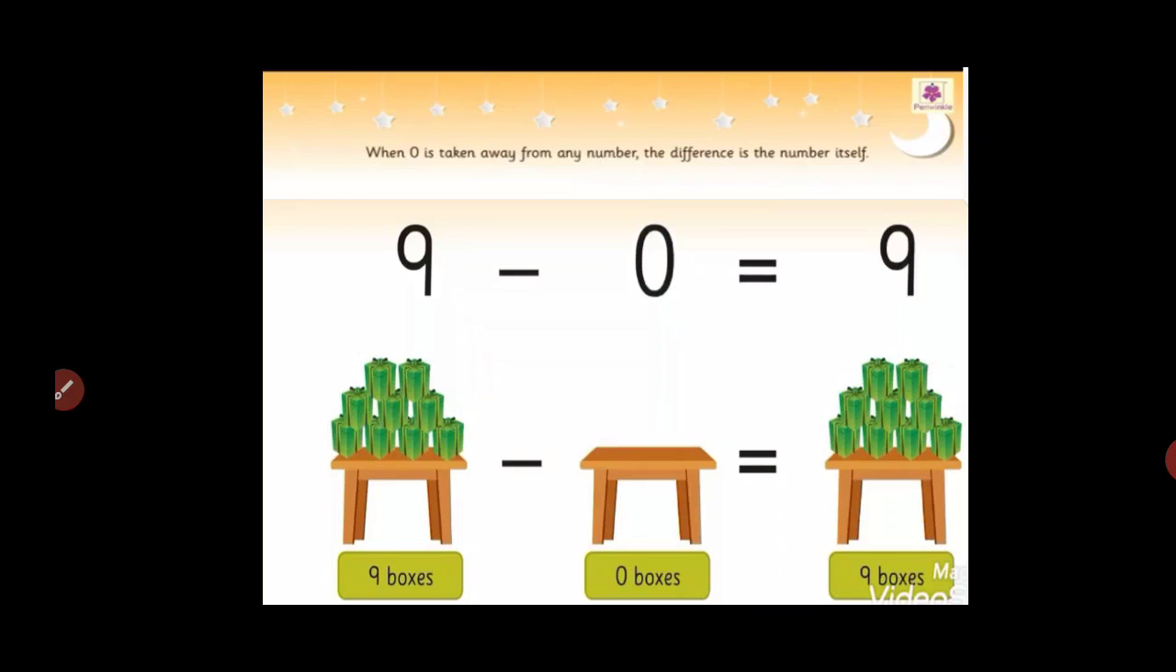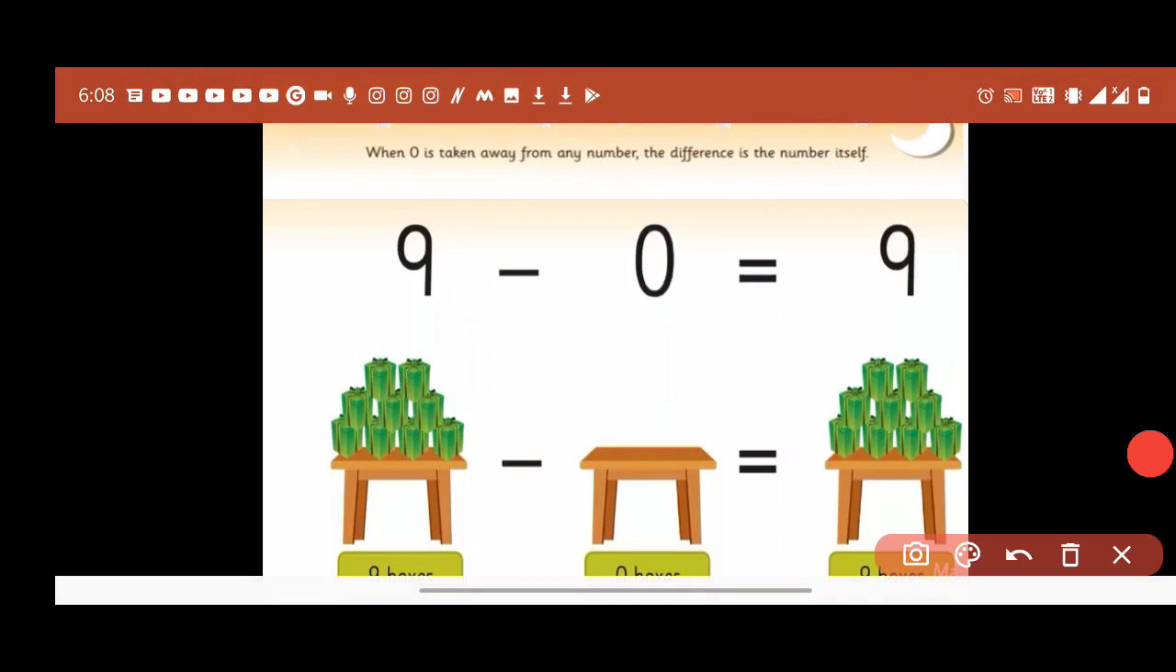Okay, now if you see, there are some boxes on the table left. See, how many boxes? 9 boxes. And minus 0. Children, we all know 0 means nothing. So we don't have to take any box from this table. So still, how many boxes left at the end? Same number, 9 boxes. So basically, whenever we subtract 0 from any number, the answer to that is that number itself. Okay, children?